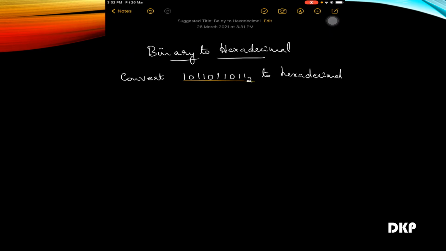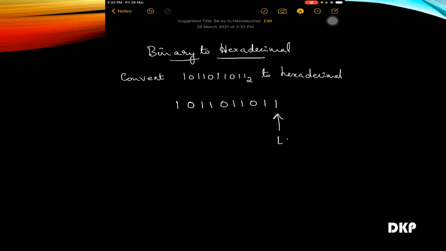So this is the example for binary to hexadecimal. Convert 10110110011 to hexadecimal. So what is the first step here? You have to make groups of 4 bits. First of all, let me write the given binary number, 10110110011. First, you have to make groups of 4 bits.